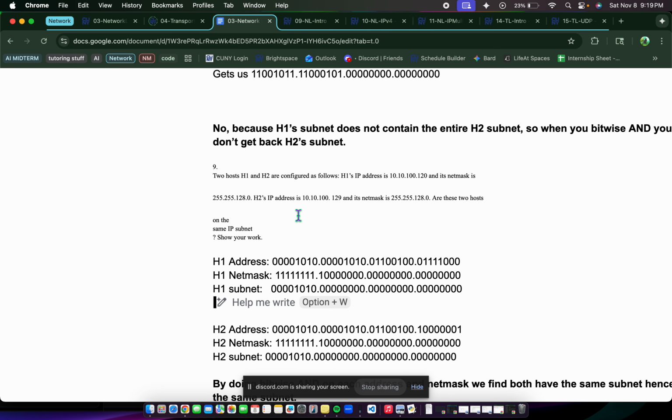Its netmask is 255. Oh, actually, wait. Yeah. Sorry, I don't know if that was wrong or right. That's why I was confused. You know what? Let's do this one. Let's do this together then.